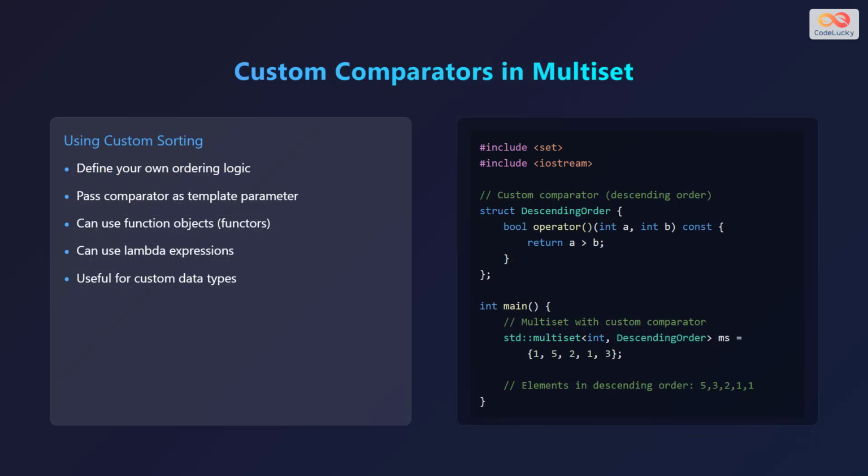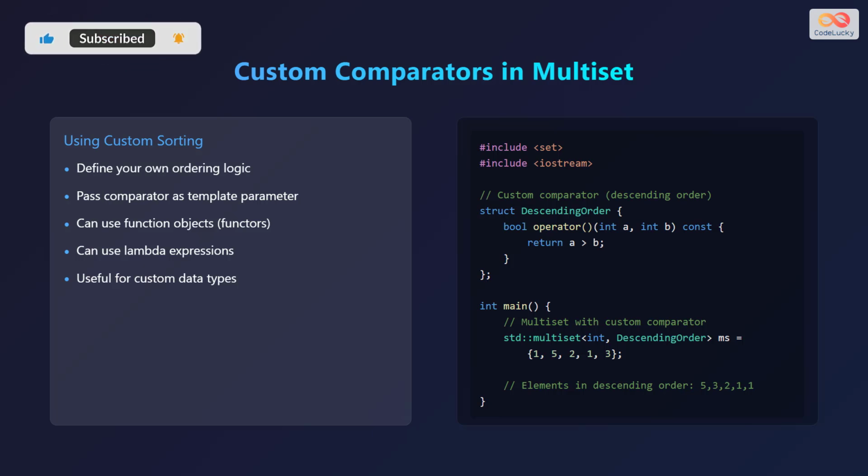Multisets use a default comparison function to sort elements, but you can customize this behavior by providing your own comparator. Let's see the key aspects of using custom sorting. You define your own ordering logic. You pass the comparator as a template parameter when declaring the multiset. You can use function objects, also known as functors, or lambda expressions as comparators. Custom comparators are particularly useful when working with custom data types.